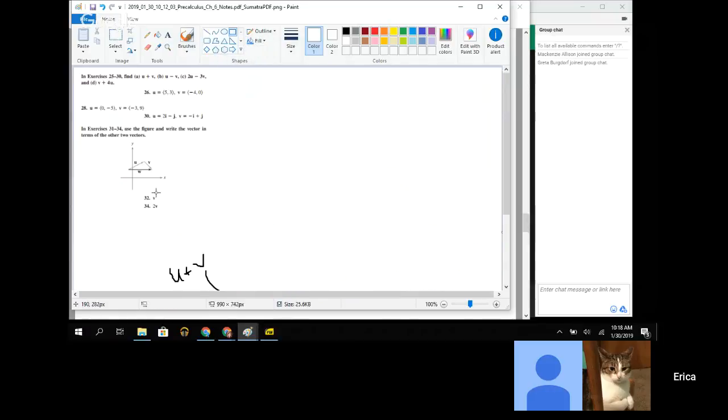So number 30 says that u equals 2i minus j, and v equals negative i plus j. You're like, whoa, whoa, whoa, what happened here? I had some nice numbers going on, and you just made them that crazy. So i and j are called a linear combination, and it's just another way of writing vectors.